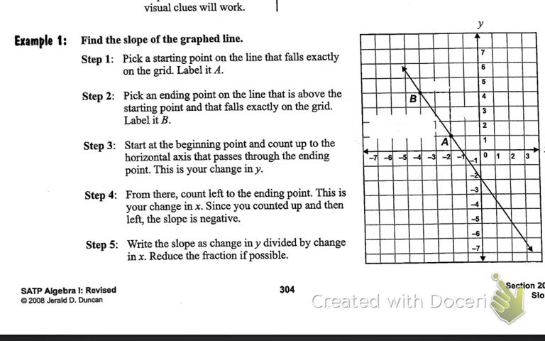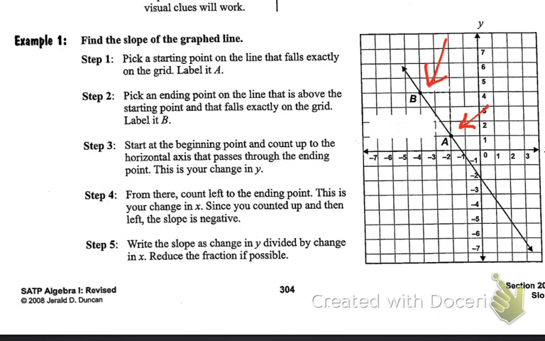Example 1. Find the slope of the graphed line. Step 1. Pick a starting point on the line that falls exactly on the grid. Label it point A. Step 2. Pick an end point on the line that is above the starting point and that falls exactly on the grid. Label it point B.